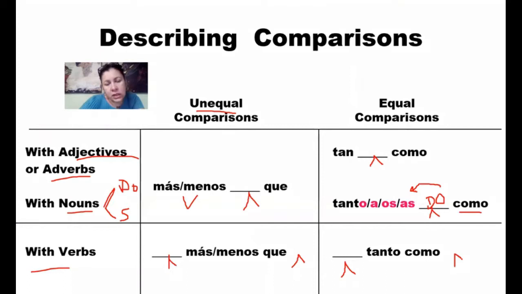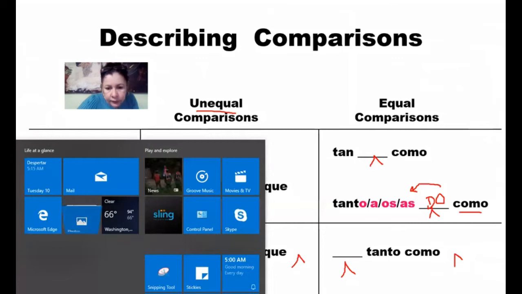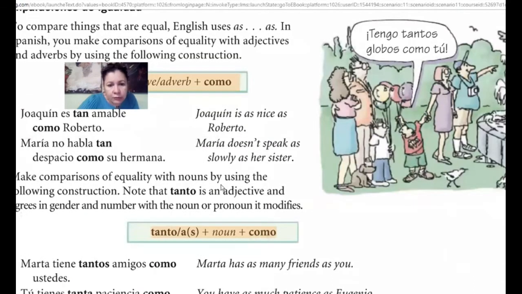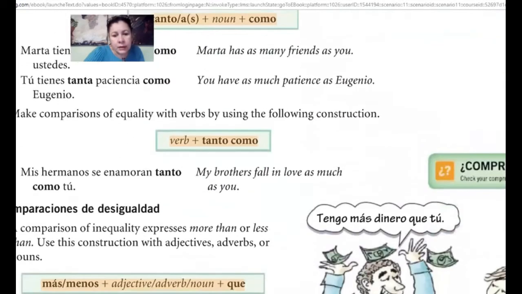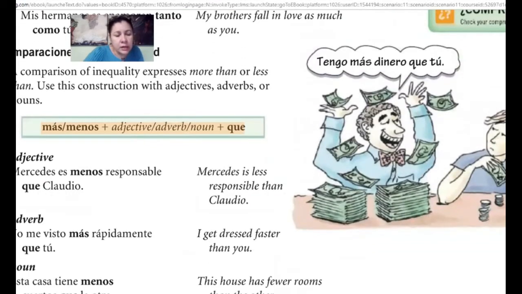We already saw the sentences. Okay. Muy bien, chicos. Let's go to the textbook, because you guys have more sentences in the textbook here. Adjective, tan amable como, see? And we have the formulas there, and a summary here.